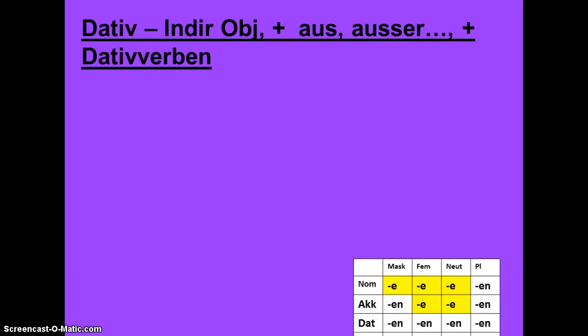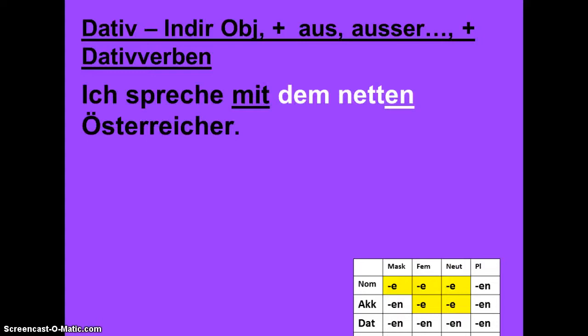In the dative case, which is used for an indirect object that tells you to or for whom, it might be used with a preposition, or it might be used following a dative verb. Here are some examples in dative case. Ich spreche mit dem Österreicher. Okay, this is an Austrian, a man. Ich spreche mit dem Österreicher.